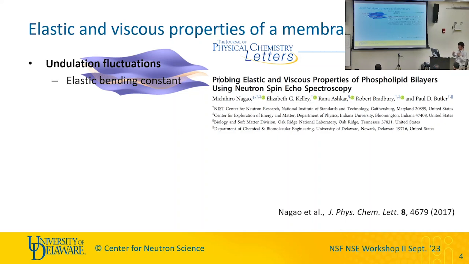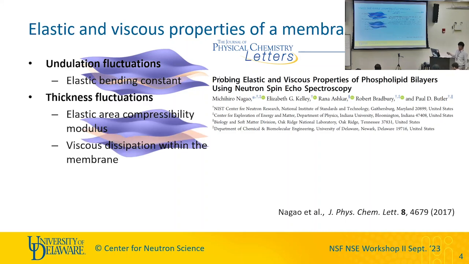And those types of undulation fluctuations we can see, and that undulation is actually controlled by elastic properties of the membrane. So we can extract information about how rigid the membrane is. Another type of membrane dynamics is thickness. So this is a thin layer, but that thickness is changing. And that thickness change is controlled by the compressibility of the membrane.